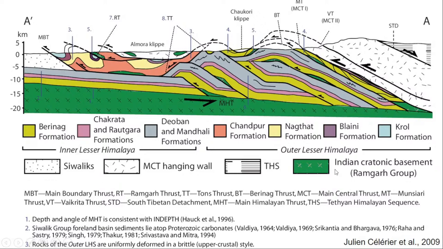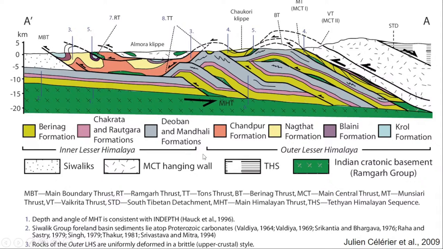Before coming to the modeling, we have to make some assumptions. This is the MHT, where most of the megathrust earthquakes take place, and this is the decollement, where there is no further extension, and all these wedges and thrust systems end on this surface. Here are the different thrust systems: MBT, HFT, and the MCT, which is divided into MCT1 and MCT2, meaning the Munsiari thrust and the Vaikrita thrust. They are lying on this MHT.